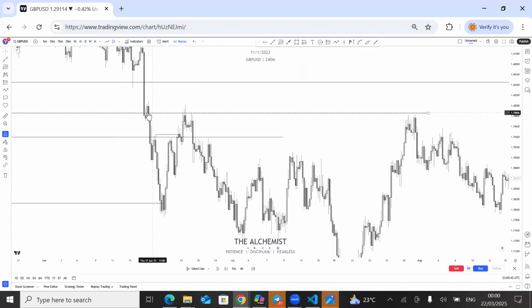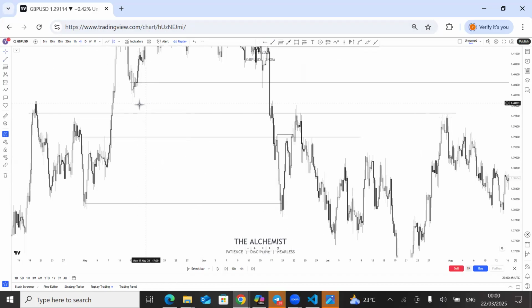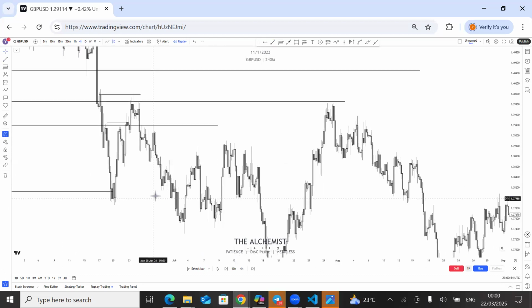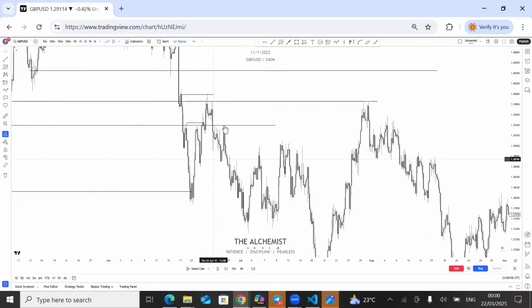So if this was our daily key level, we could refine it to this one. Here will be your entry, and you target this external range liquidity. That's all.